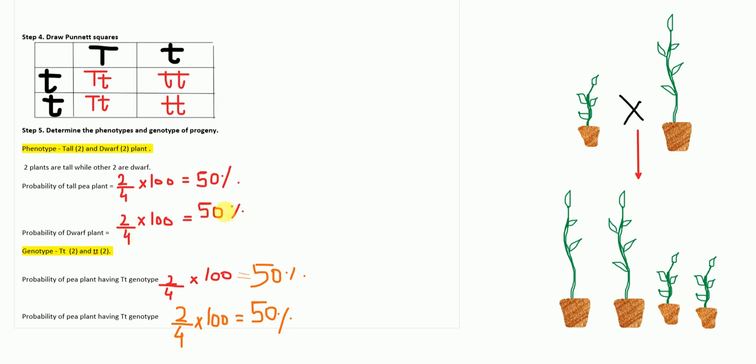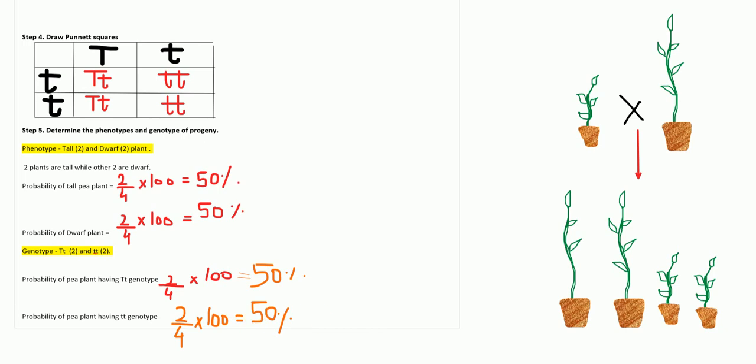Once we have determined the phenotype, we can now determine the genotypic ratio. The probability of a pea plant having capital T small t genotype is 2 out of 4. We'll again get 50%, and the probability of plant having small t genotype, it will be 50%.